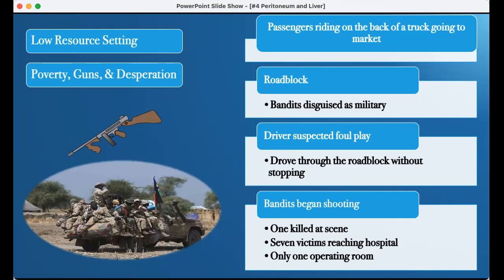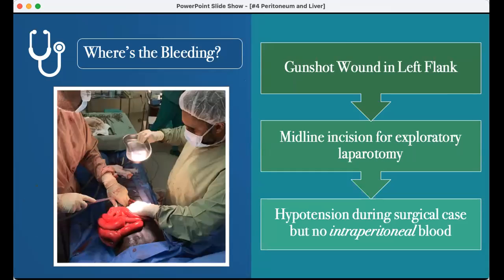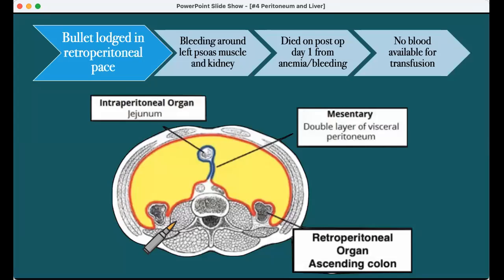One person was killed at the scene, and 7 reached the medical facility, in which we only had one operating room. This is the patient that was shot in the back, an older man, shot in the left flank. He had a midline incision for an exploratory laparotomy. During the case, his blood pressure started falling, but there was no bleeding in the peritoneum. So where is that bleeding? Sadly, it took some time to convince the initial surgeon that the bleeding was retroperitoneal.